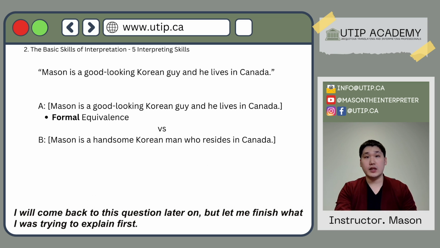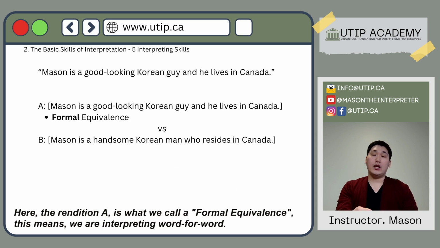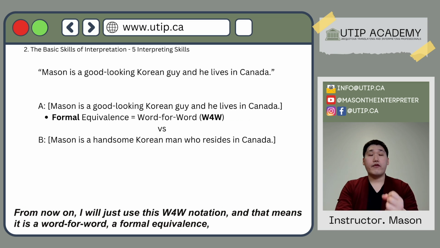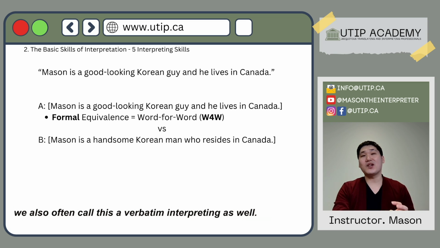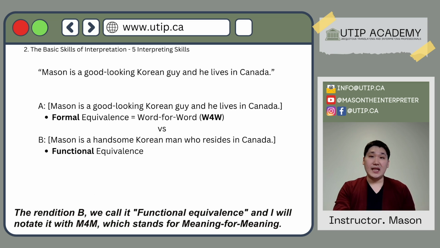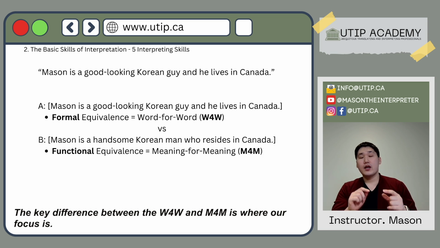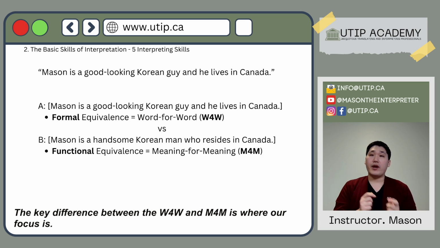Here, the rendition A is what we call a formal equivalence. This means we are interpreting word for word. From now on, I will just use this W4W notation, and that means it is a word for word or a formal equivalence. We also often call this a verbatim interpreting as well. The rendition B, we call it functional equivalence, and I will notate it with M4M, which stands for meaning for meaning. The key difference between the W4W and M4M is where our focus is.